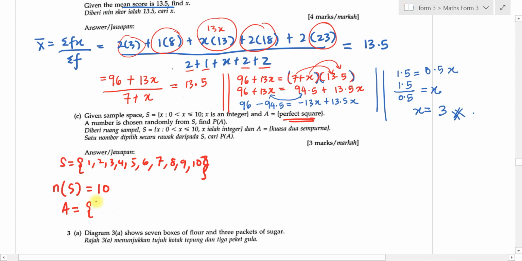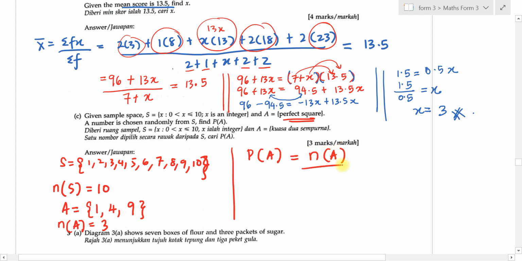Perfect square: 1 squared is 1, 2 squared is 4, 3 squared is 9, 4 squared is 16, not in the range. So 1, 4, 9 only. So that means A has 3 elements only. What is the question? The question is asking the probability of A, right? Probability of A is the number of A divided by the number of the sample space. So number of A is 3, the sample space is 10. So 3 over 10. That's it. Simple. This is how you do the probability questions.